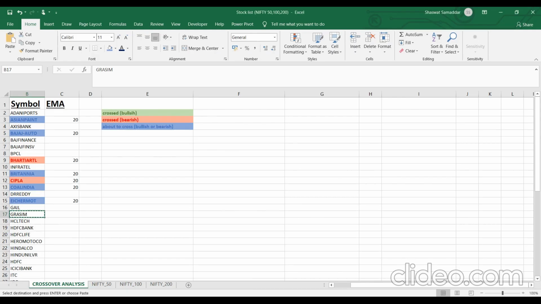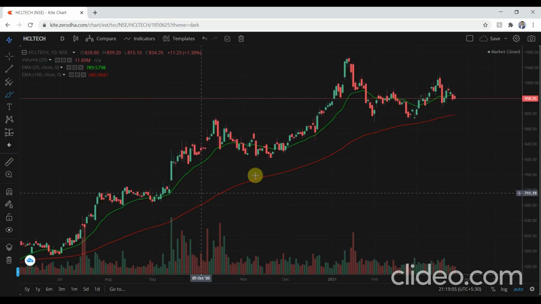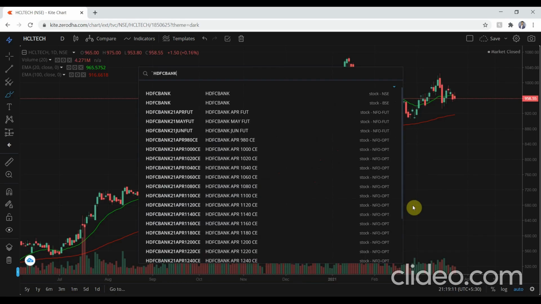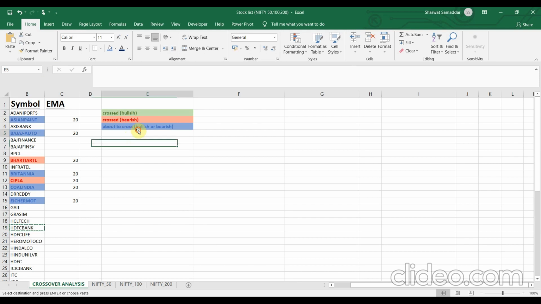In this video, we are trying to find the crossovers only. Next stock is HCL Tech. Okay, so it's far away. Ignore it. HDFC Bank. Okay, so the HDFC Bank might come down and then bounce back. So let's just mark it as blue.